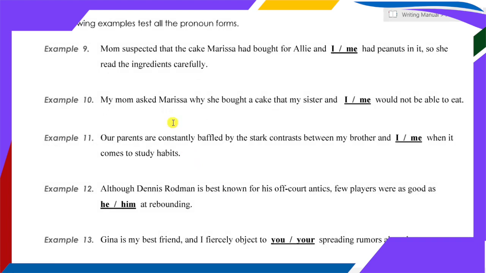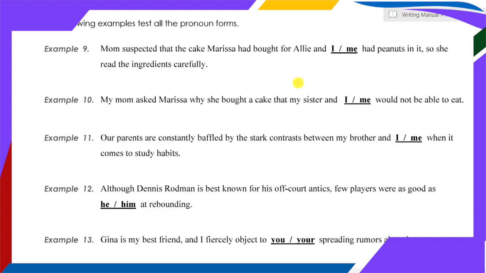Examples 9 through 13. We are testing all of the pronoun cases here. Go ahead and do all of these examples. Remember to cross off any pronoun distractors that you see, and there are several of them in these examples. Press pause, try them on your own, then rejoin us.